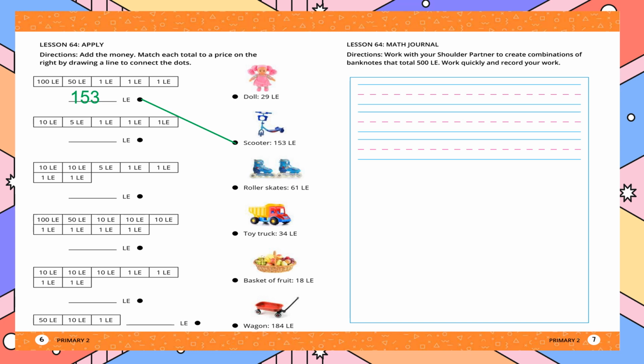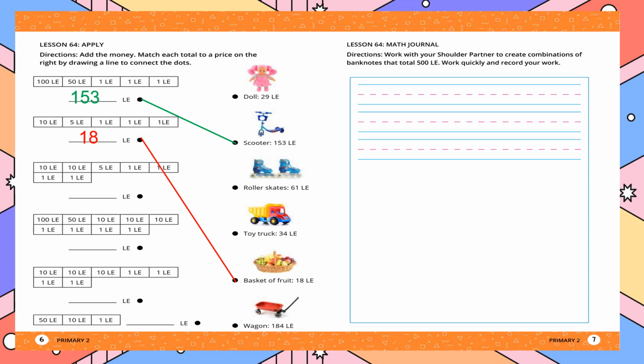Next one, 10 LE plus 5 LE. 10 plus 5 equals 15. 15 plus 1, 16. 16 plus 1, 17. 17 plus 1, 18. This is 18 LE. So we will match it with basket of fruit. It's for 18 LE.